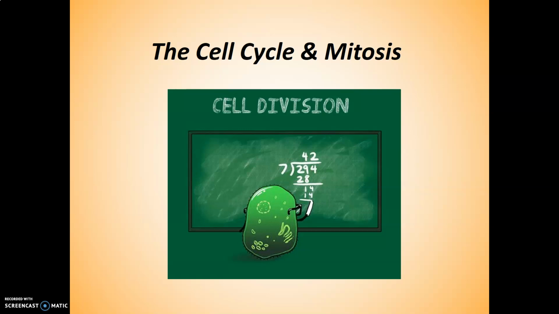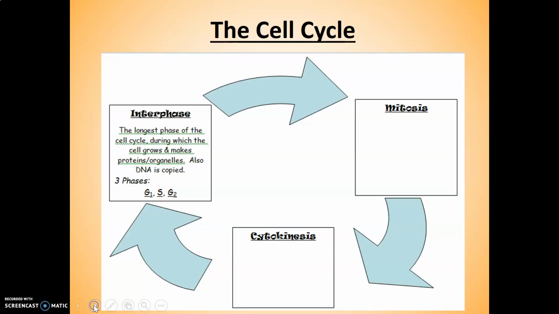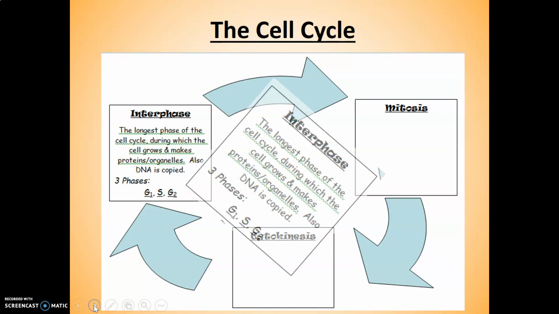So we're looking at the cell cycle and mitosis. The cell cycle starts with interphase. It is the longest phase of the cell cycle, and this is when your cell will grow. It makes your proteins, your organelles, and DNA is also copied. There are 3 phases to interphase. You have G1, S, and G2.